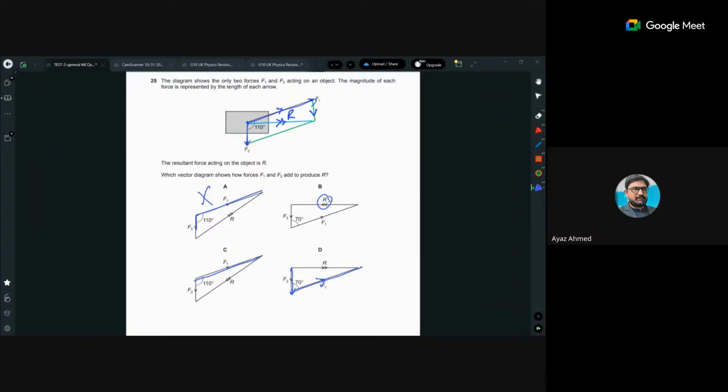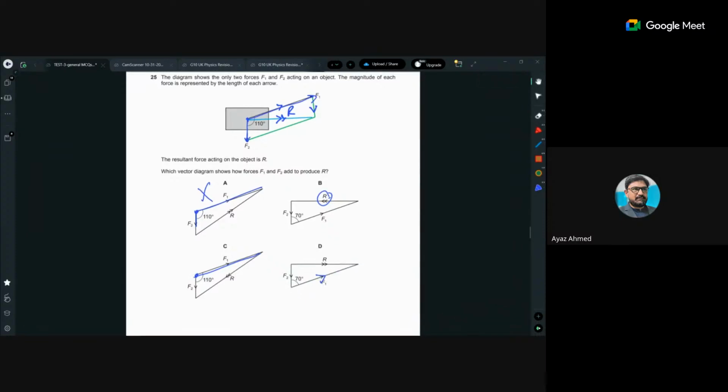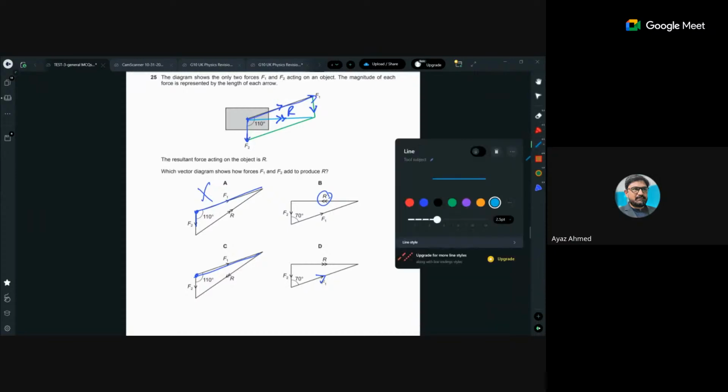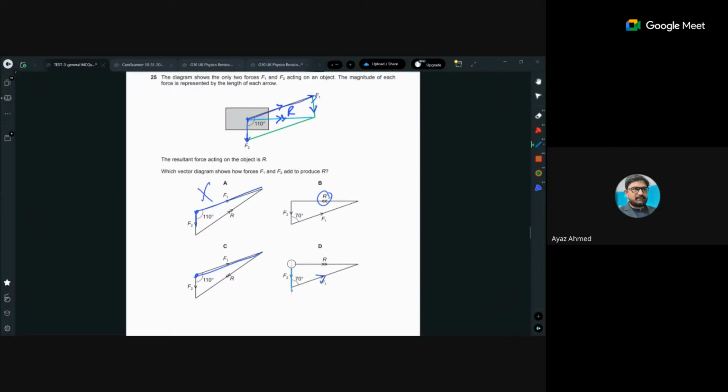So this is incorrect because F1 and F2 are connected by tail to tail. For the resultant, what do we do? We connect them by head to tail. That is why in this vector you see that F1 and F2 are connected with each other by head to tail. This way. And the resultant starts from the tail of the first to the head of the last. That's why option D is correct.